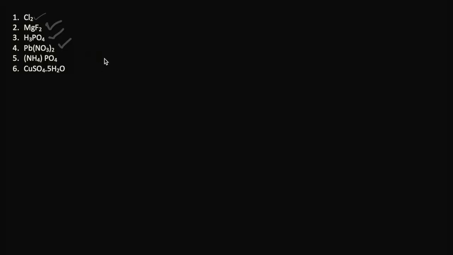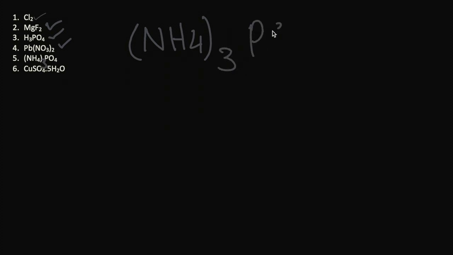So for our 5th example, we have NH4. I forgot to put the subscript, it should be 3. So we write the subscript, which is 3, then PO4. So the name of this compound, it's ammonium phosphate.